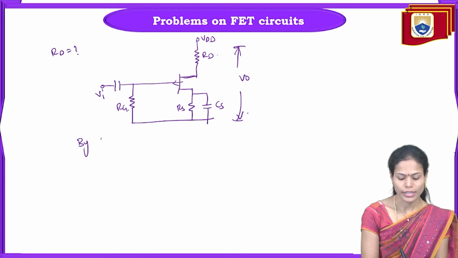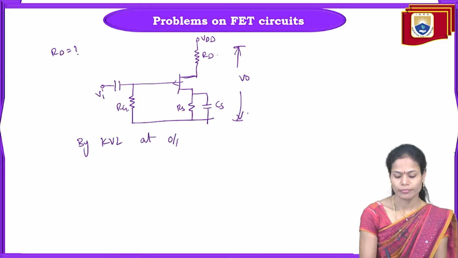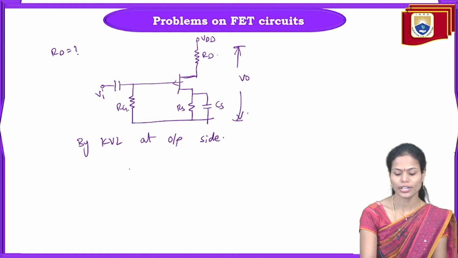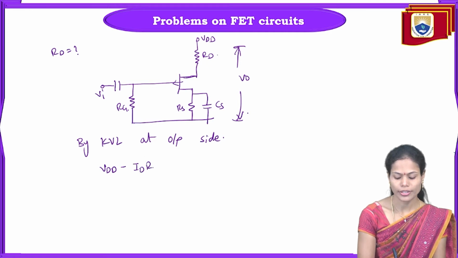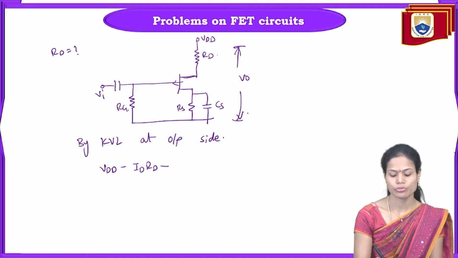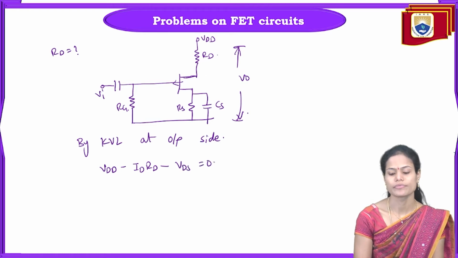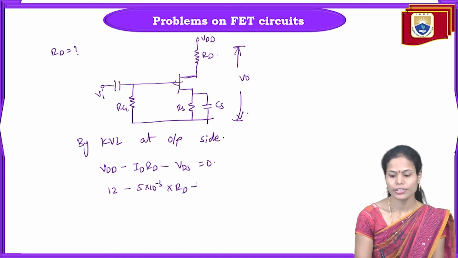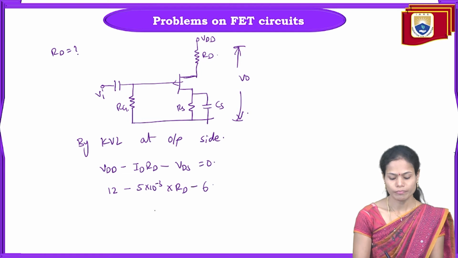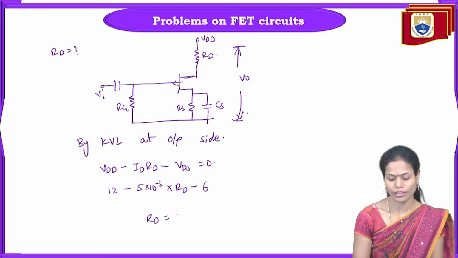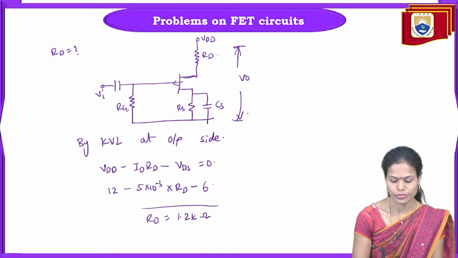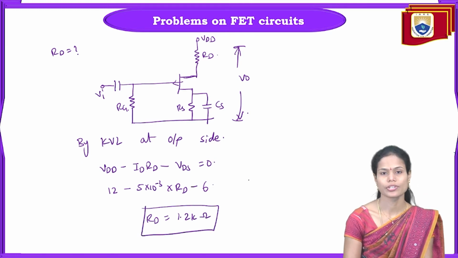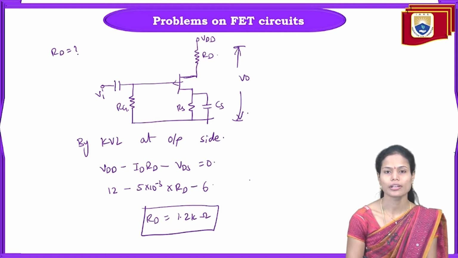So by applying KVL at the output side, I can write VDD, and the drop across RD is ID into RD, minus the drop across drain to source VDS, is equal to 0. So here the VDD value is given as 12 volts minus drain current 5 milliamps into RD, and VDS is given as 6. So if we simplify this, we will get the drain resistance value as 1.2 kilo ohms. So this much drain resistance is required to design this P-channel MOSFET.